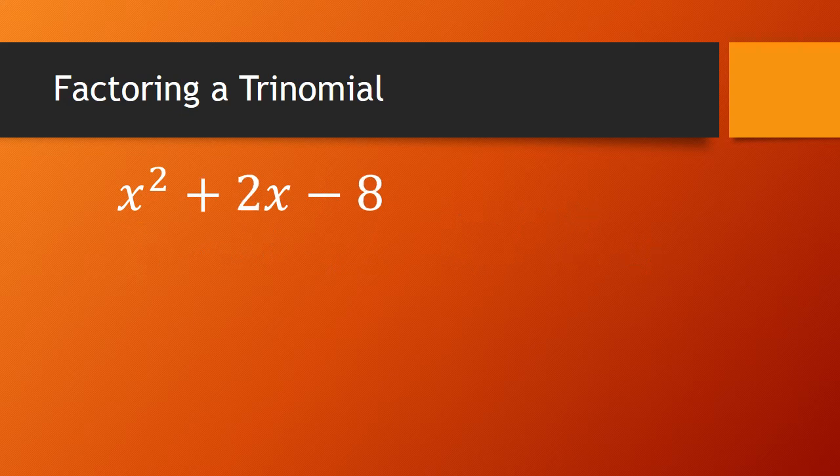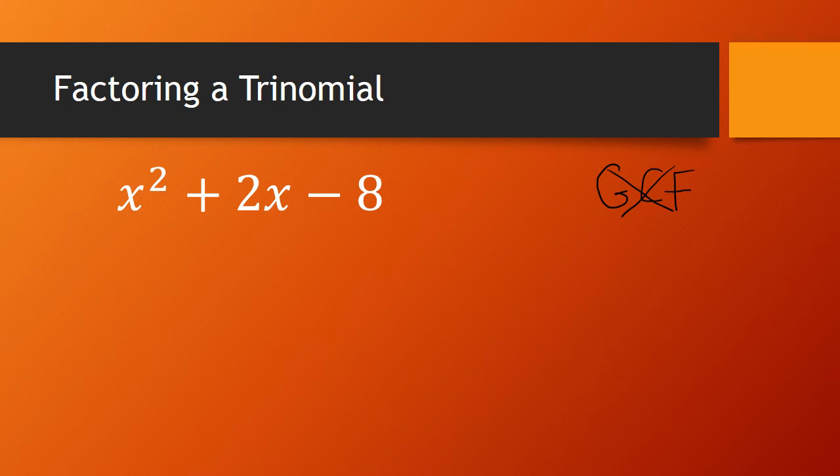Let's take a look at this example. We have x squared plus 2x minus 8, and we're trying to factor this trinomial. The first method that we should think of when we try to factor any expression is using GCF to factor. And looking at this trinomial, we do not see any common factors between the terms of the trinomial, which means that GCF is not going to work.